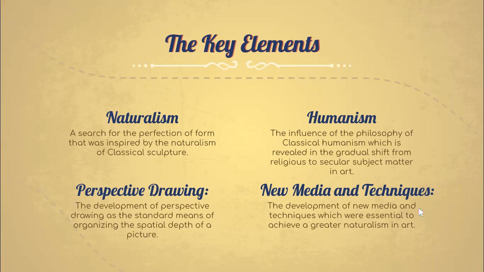So this is where linear perspective is introduced, 1 point, 2 point perspective. This is where artists were getting more and more interested in capturing depth more accurately, okay? So the development of new media and techniques was also essential, and it was also to achieve a greater naturalism in art, okay? So at the beginning periods of the Renaissance, a lot of artists were using fresco paints. And then there was this gradual shift near the end of the Renaissance to oil, okay?